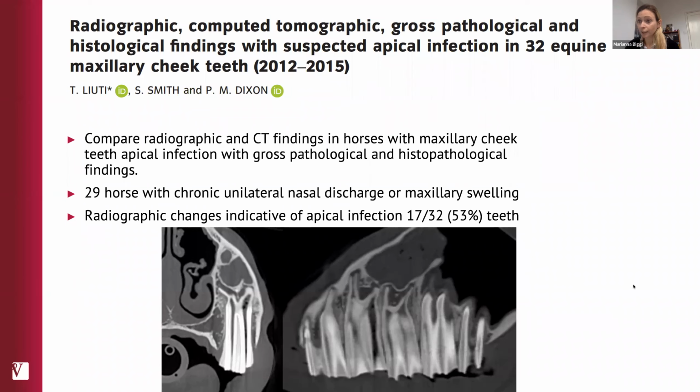And they explained this by the fact that many of the teeth had pulpar gas, and that was always present on CT, like in this example I have here, and this is quite difficult to see radiologically.